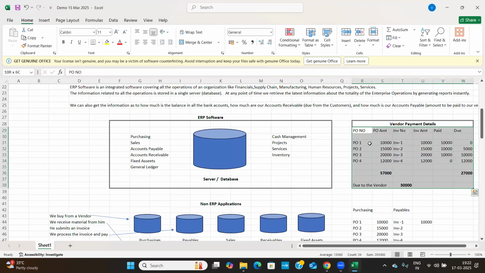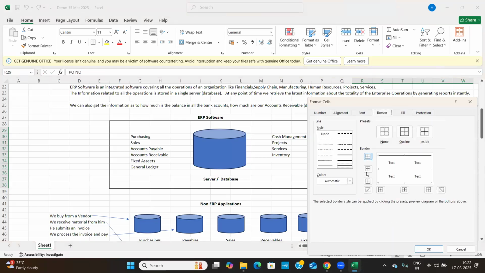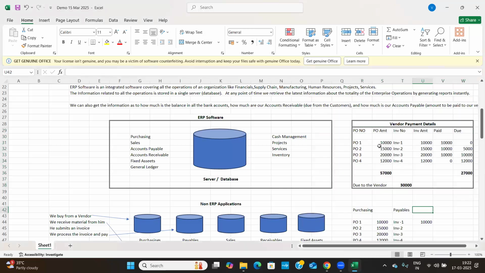You don't need to worry. You don't need to compile. You don't need to get too many reports from two different sources and manually compile them to know how much is due to the vendor. That is the beauty of this. That is the beauty of one report.